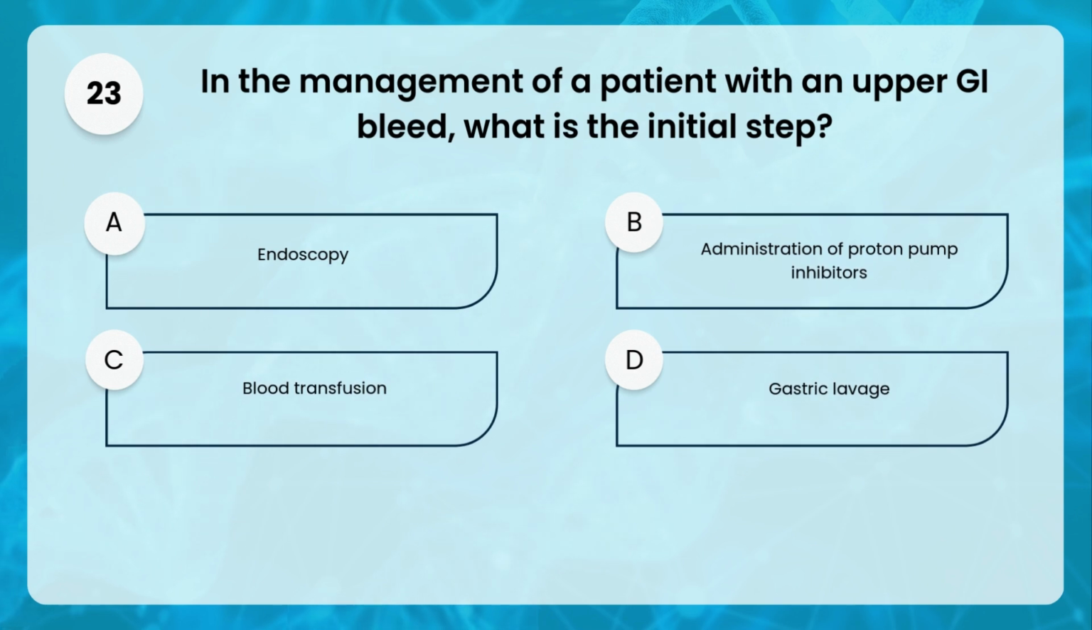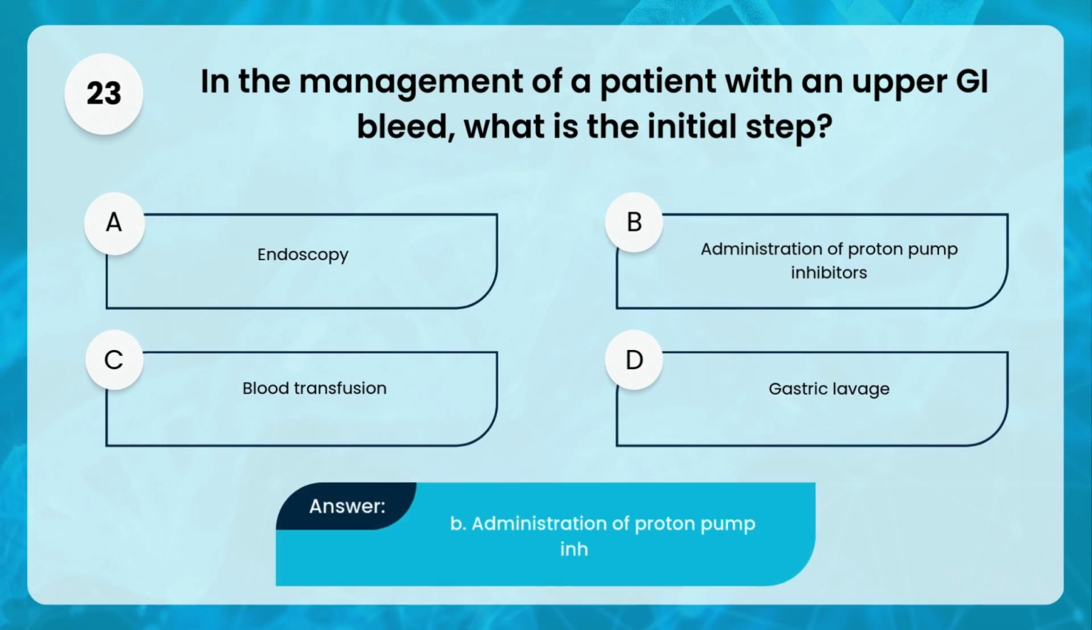Number 23. In the management of a patient with an upper GI bleed, what is the initial step? A. Endoscopy. B. Administration of proton pump inhibitors. C. Blood transfusion. Or D. Gastric lavage. The answer is B. Administration of proton pump inhibitors.